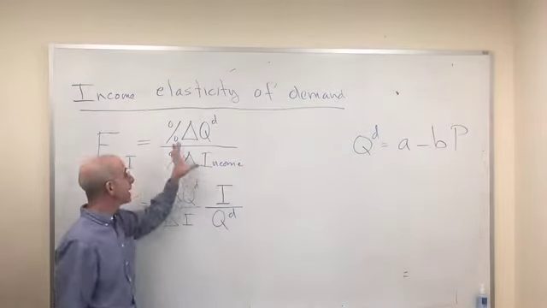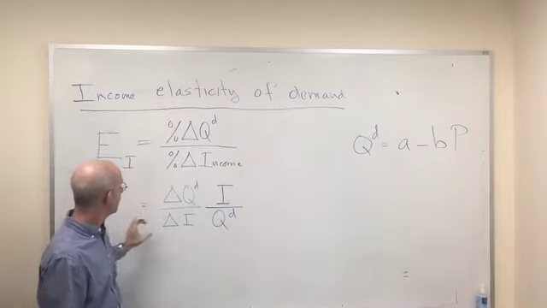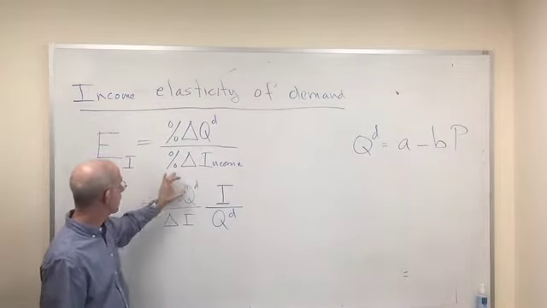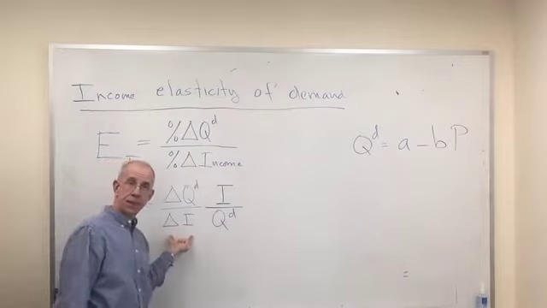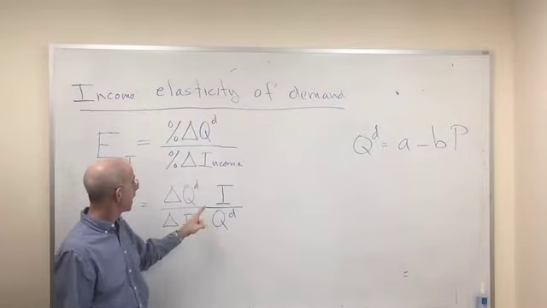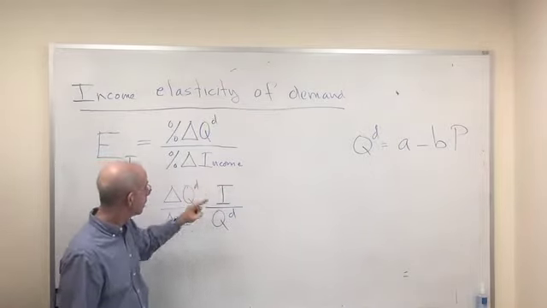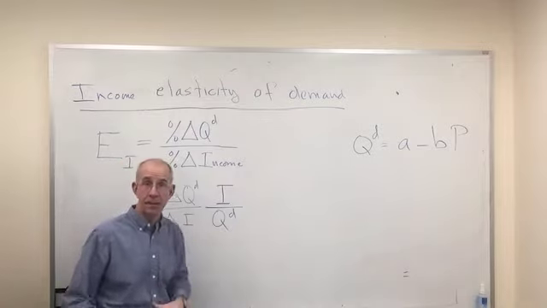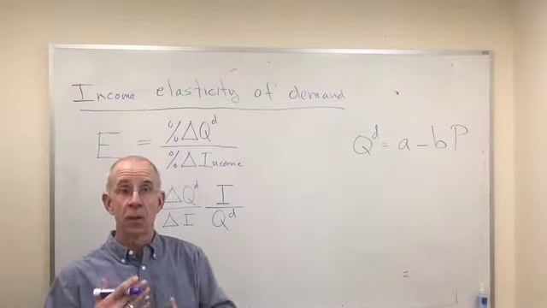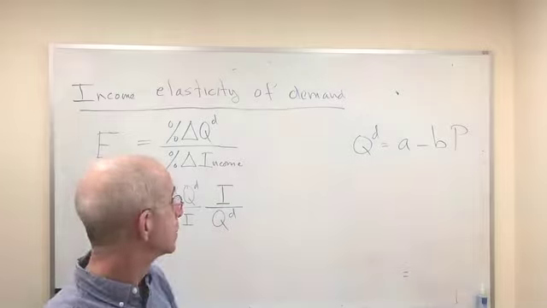We can rewrite that elasticity as the change in quantity demanded compared to the change in income, and then multiply times I, income, over the quantity demanded. This is at the particular quantity that they are deciding to consume.